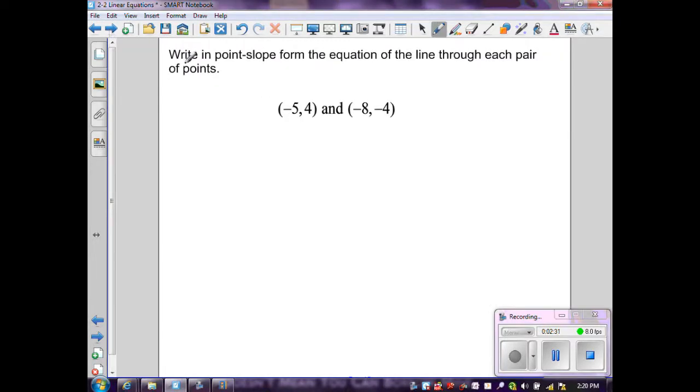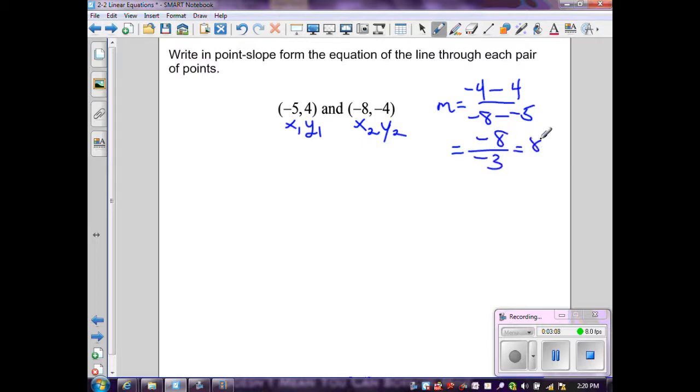So what we want to do is write the point slope form of the equation of a line through each pair of points. We're given 2 points and we know how to label x1, y1, x2, y2. Let's find the slope, and we know that slope is going to be m equals y2 minus y1 over x2 minus x sub 1. And when we simplify, we're going to get a negative 8 over a negative 3. So my slope is 8/3.